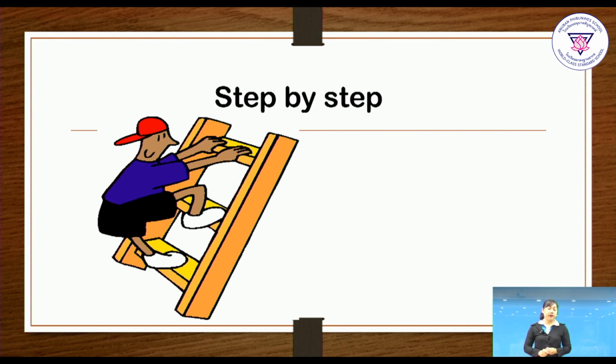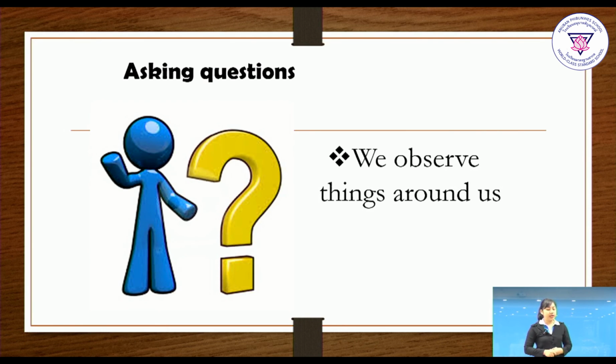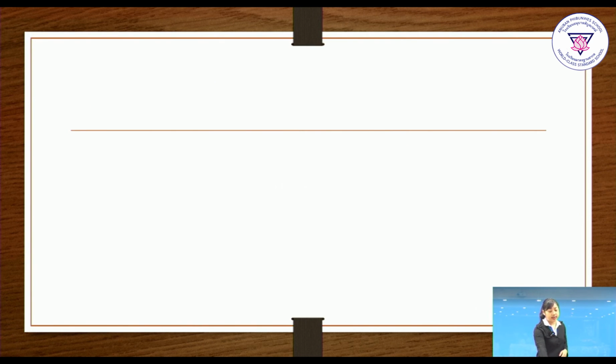Okay, the scientific method is like a ladder. When we say ladder, it has a step-by-step process. We cannot go to the second step on the ladder if we cannot step on the first one. So the scientific method is compared to a ladder. Okay, the first one is asking questions. We observe things around us. When we ask questions, we get the ideas of others or we explore our surroundings.